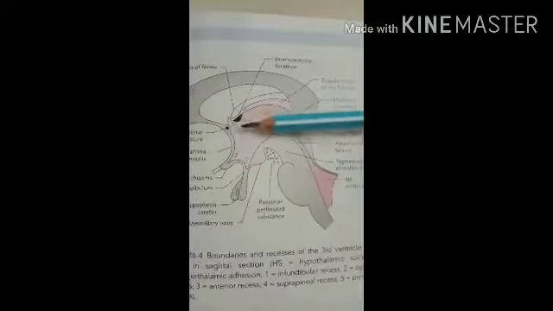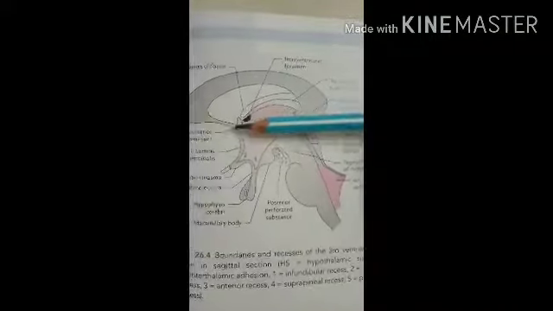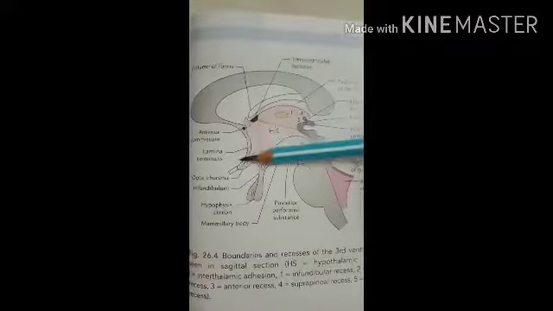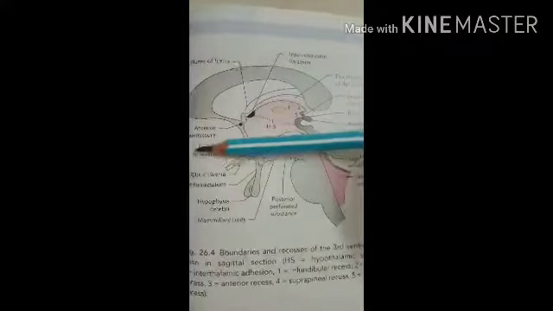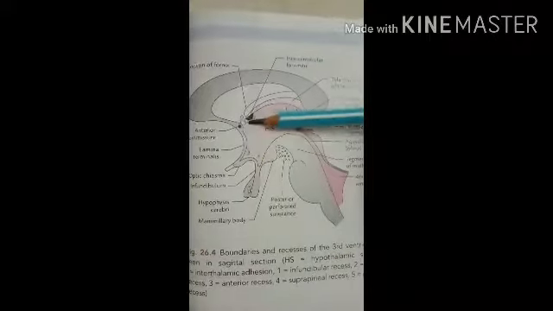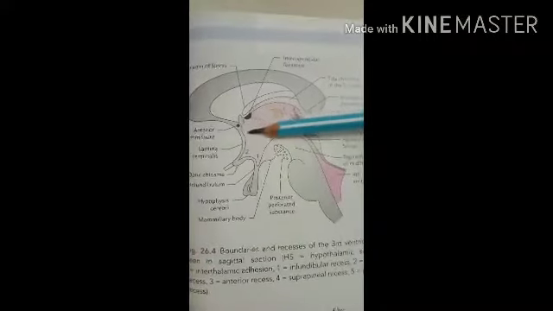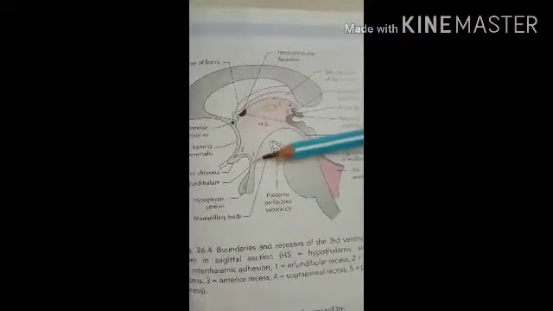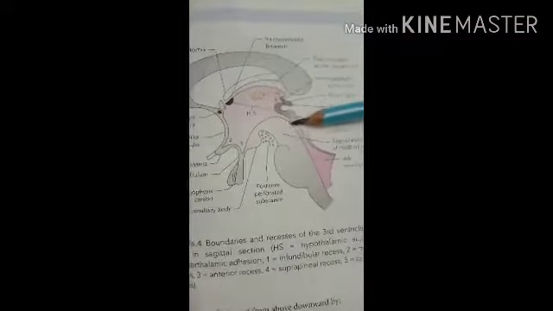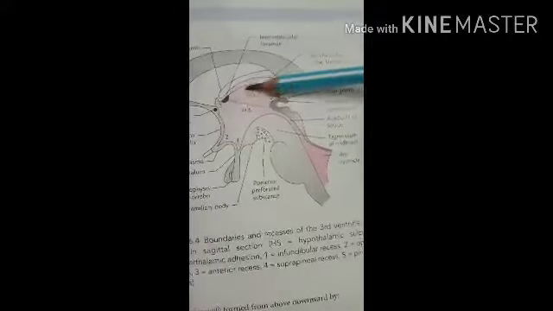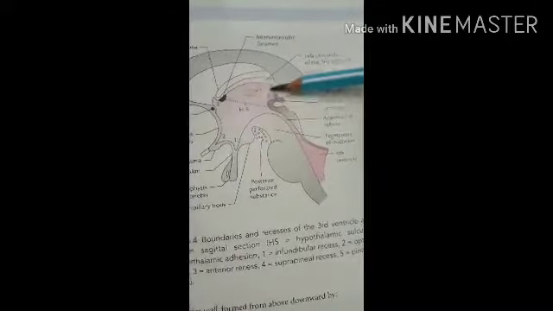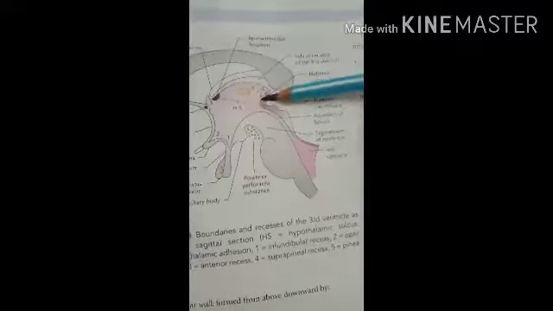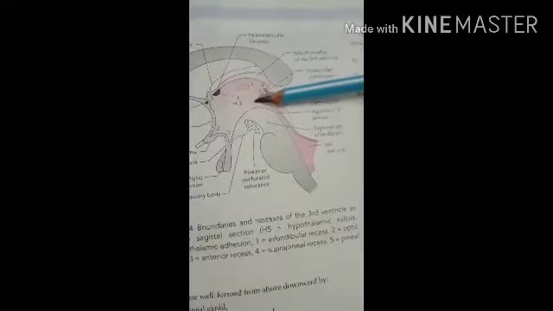Then it extends from the lamina terminalis anteriorly. Here you can see the lamina terminalis. So anteriorly it starts from the lamina terminalis to the superior end of the cerebral aqueduct of the midbrain. Here is the cerebral aqueduct. So from this region to this region, the total cavity that is present is called the third ventricle.